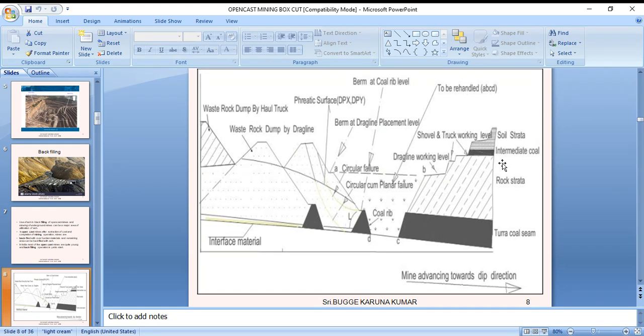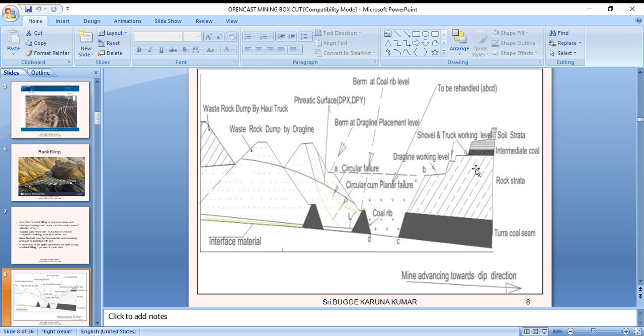So here is one typical example of a backfilling operation explained with the dogleg benches. You can see that this is a hierarchy of the earth crust. This is the bottommost point. Rock strata is there, with a subintermediate zone of small thickness.